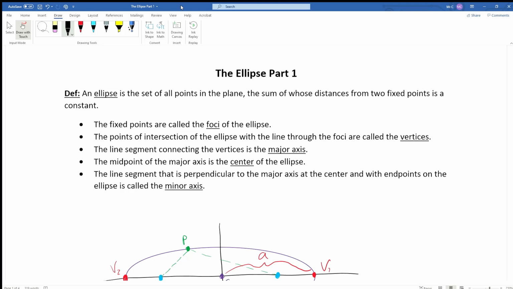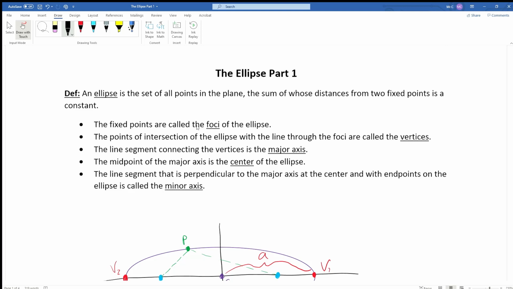An ellipse is the set of all points in the plane, the sum of whose distances from two fixed points is a constant. And those fixed points are called the foci of the ellipse.